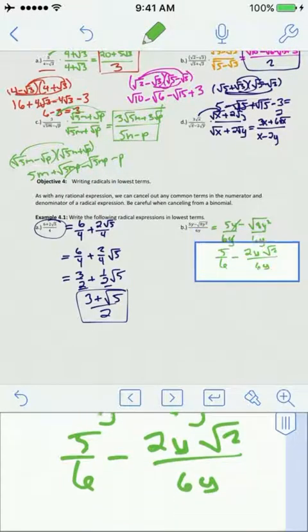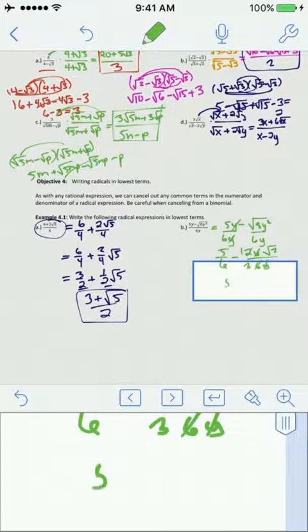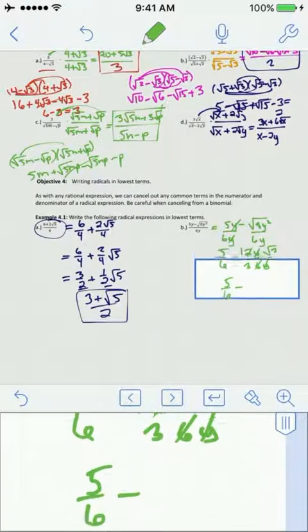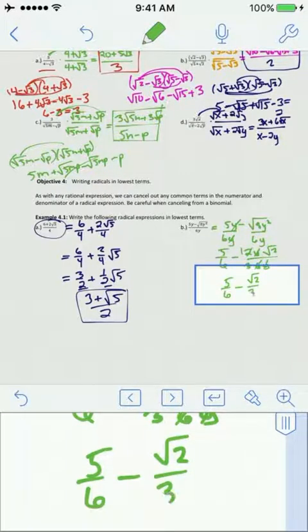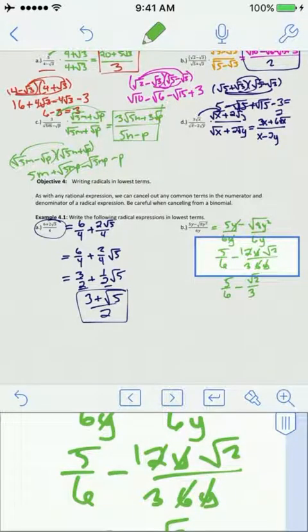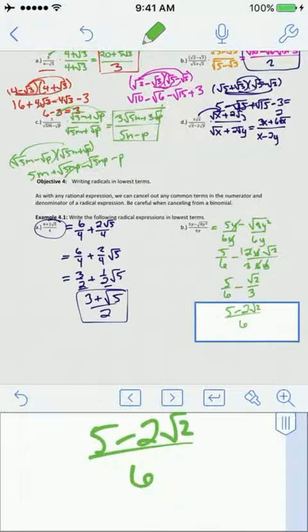That's over 6y. Those two y's are going to cancel, and actually the 2 and the 6 will reduce to 1 and 3. So I end up with 5/6 minus root 2 over 3, pardon me, root 2 over 3. You can do it like that. Now, if you didn't want two separate fractions, then you would just put them back together as 5 minus 2y root 2, 2 root 2 over 6. Okay, so that's one option.